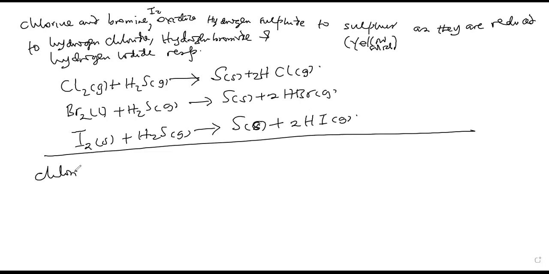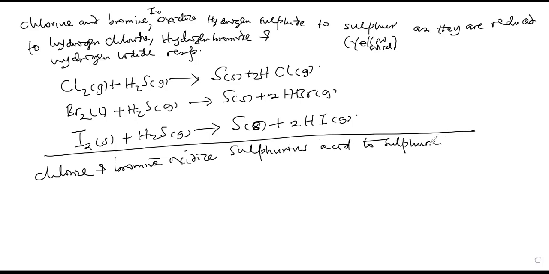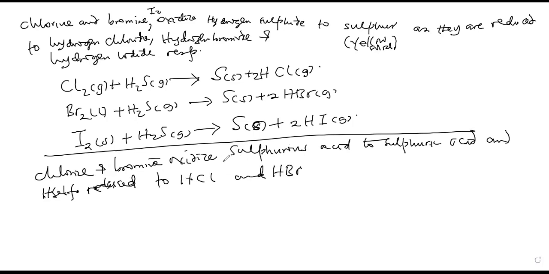Then the last part is the reaction with sulfurous acid. Chlorine and bromine do oxidize sulfurous acid to sulfuric acid, and themselves are reduced to hydrochloric acid and hydrobromic acid, respectively.